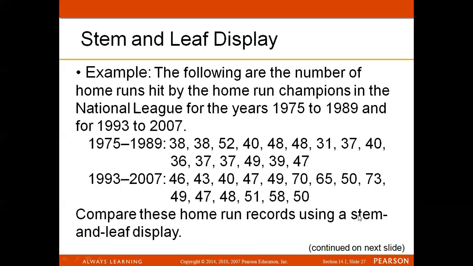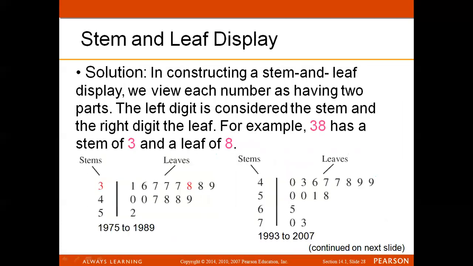Compare these home run records using a stem and leaf display. And already I see 70s and 50s and 60 down here. There's nothing like that in the first set; there's a 52 in this first round. So what we do in constructing a stem and leaf display, we view each number as having two parts. The left digit is considered the stem and the right digit the leaf. For example, 38 has a stem of 3 and a leaf of 8.